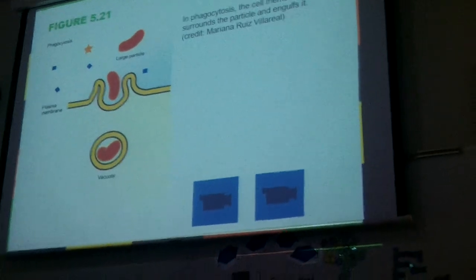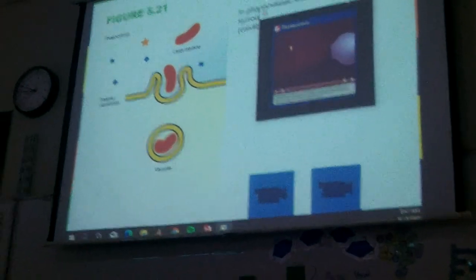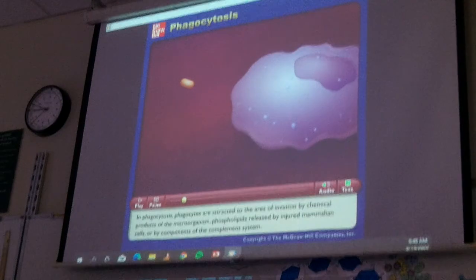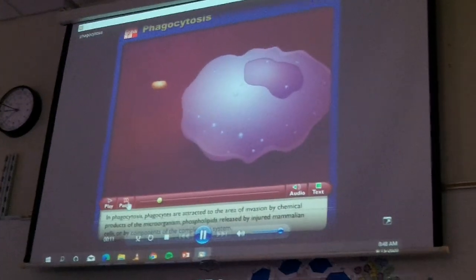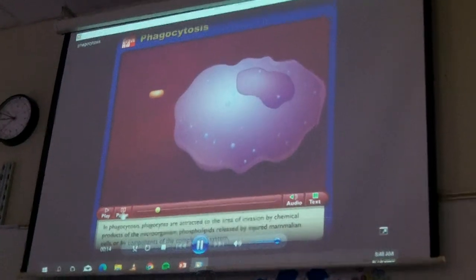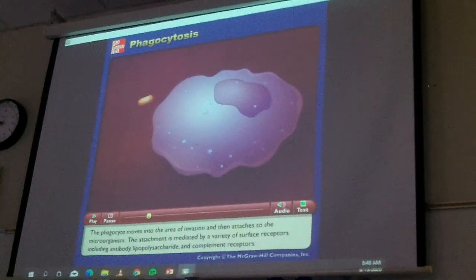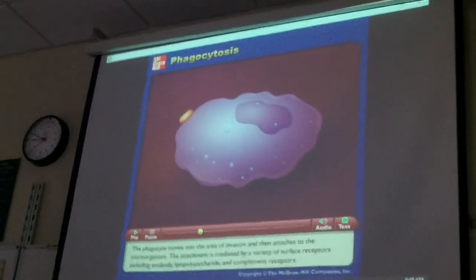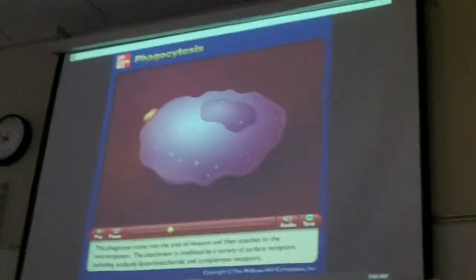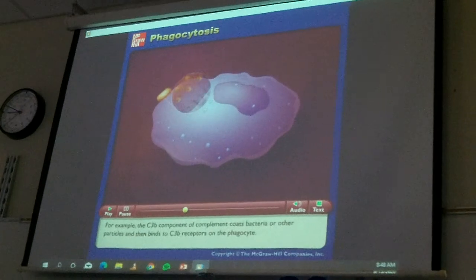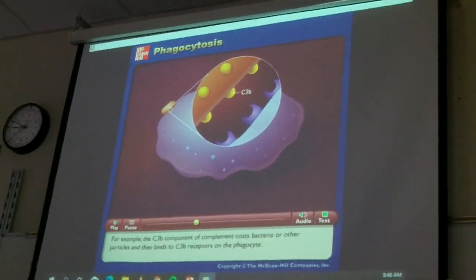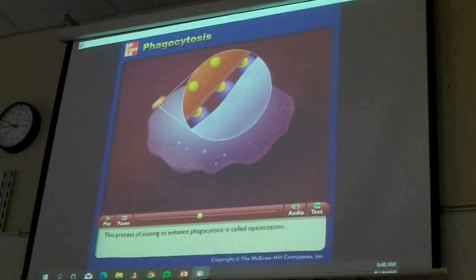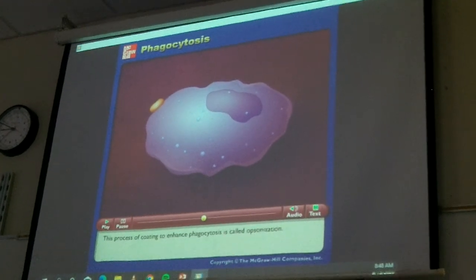In phagocytosis, phagocytes are attracted to the area of invasion by chemical products of the microorganism, phospholipids released by injured mammalian cells, or by components of the complement system. The phagocyte moves into the area of invasion and then attaches to the microorganism. The attachment is mediated by a variety of surface receptors, including antibody, lipopolysaccharide, and complement receptors. For example, the C3b component of complement coats bacteria or other particles and then binds to C3b receptors on the phagocyte. This process of coating to enhance phagocytosis is called opsonization.